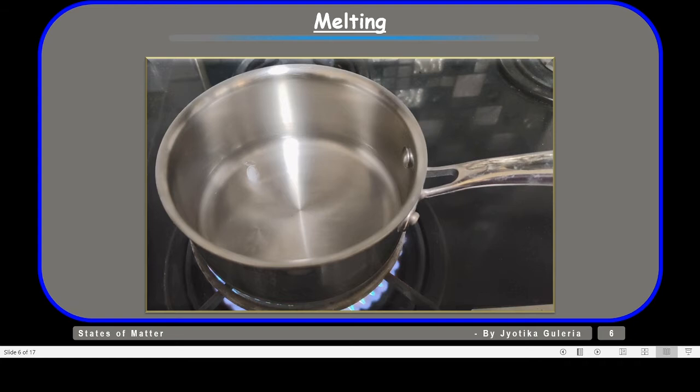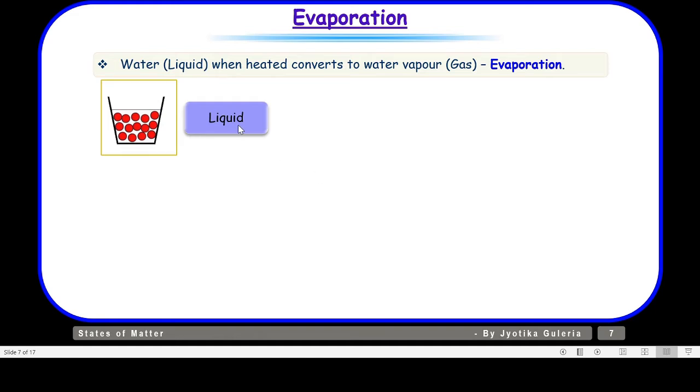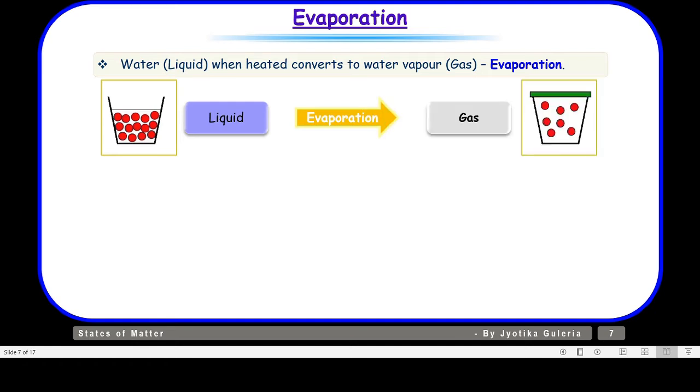Now let us see what happens to this water when we heat it further. Our next process is evaporation. Water, which is a liquid, when heated converts to water vapor or gas, and this process is called evaporation. We know that the arrangement of particles in liquids is loosely packed. On heating, they evaporate to form gas. These loosely packed particles start moving away from each other on heating further, and then they evaporate to form water vapor or gas.